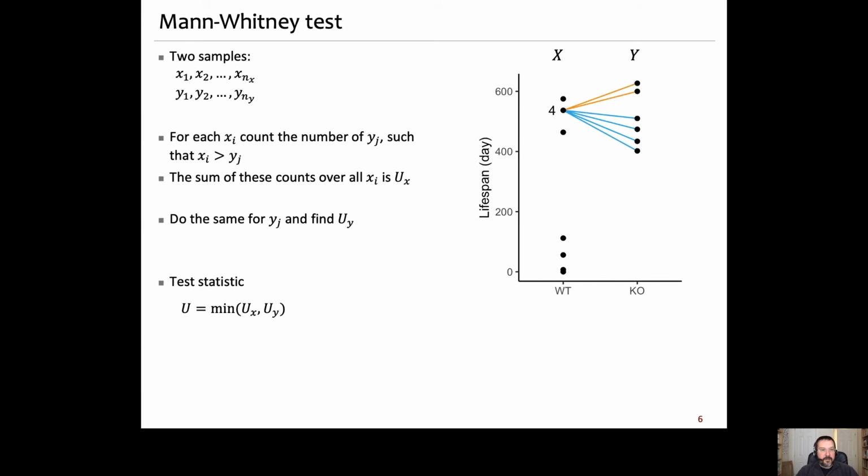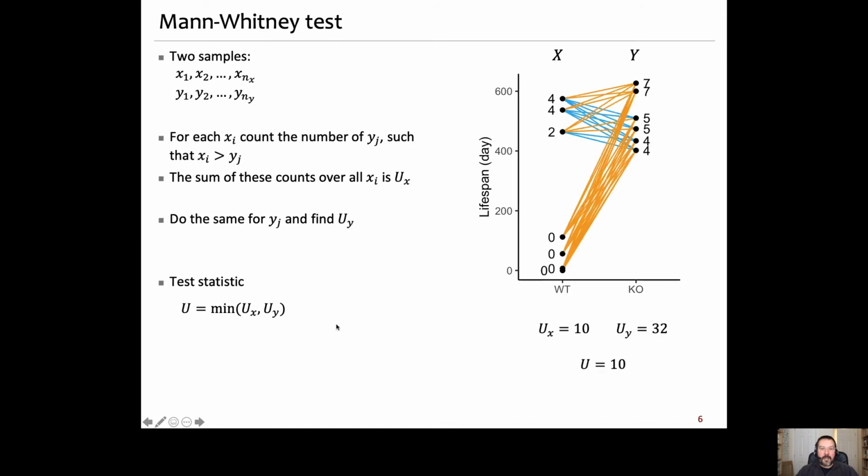This is how we carry out the Mann-Whitney test. We have two samples of numbers, and for each X, which is a value from the first sample, we count the number of Y's such that X is greater than Y. In this picture, we look at this particular value X, and all these Y's that are less than X are marked here by blue lines. The Y's that are greater than X are marked with orange lines. And the number we find for this particular value is 4. There are 4 Y's less than this X.